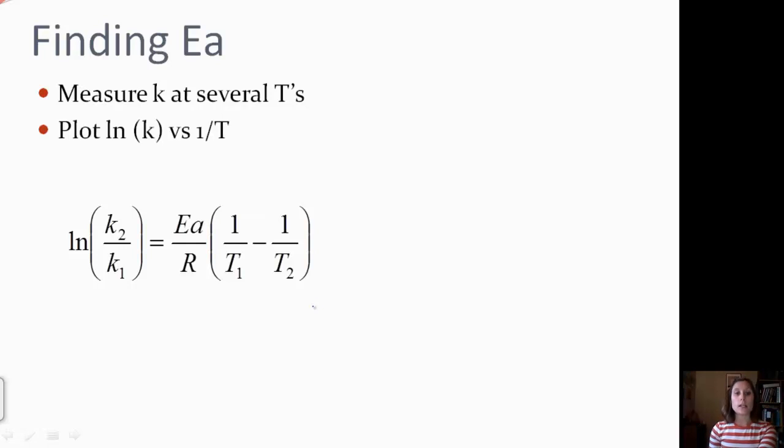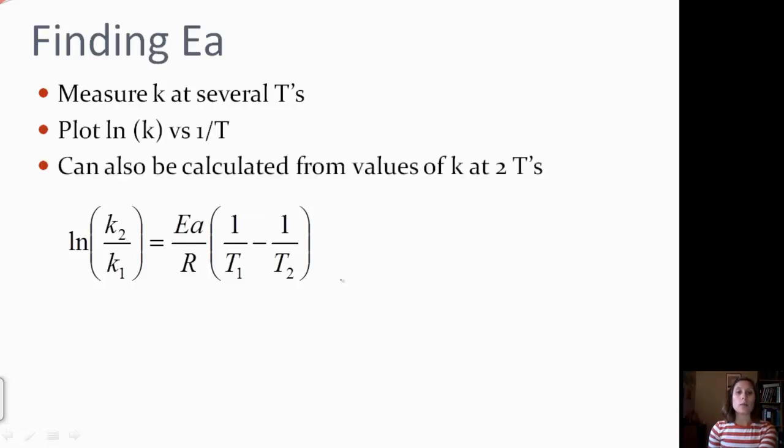Okay, so we can use that plot to find A and E_A, but there are other ways that we can find them as well. We can measure k at several temperatures and then plot, get our straight line, and do all of that. But we can also calculate E_A from values of k at 2 temperatures. If we take the equation from before and rearrange, we get this: natural log of k2 over k1, so k at temperature 2 and k at temperature 1, is equal to E_A over R times the quantity 1 over T1 minus 1 over T2.